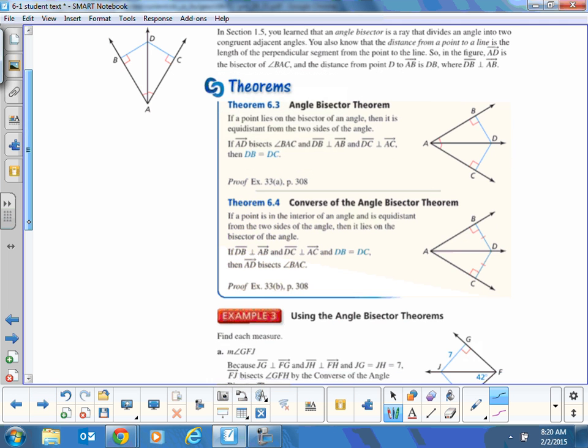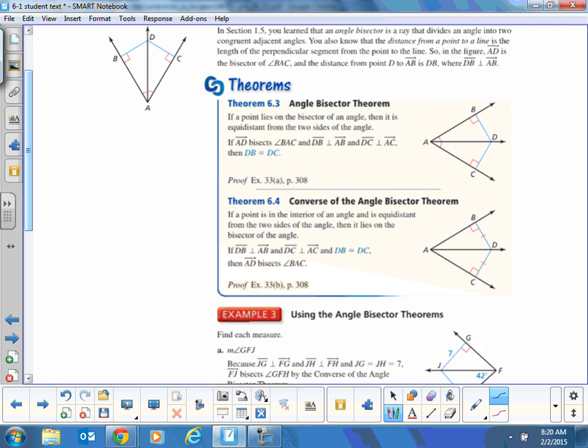Okay, here's our other theorem. It's the angle bisector theorem. It says if a point lies on the bisector of an angle, this point D lies on the bisector of this angle, that's cutting this angle into two equal parts, two congruent angles, then it is equidistant from the two sides of the angle. And the converse is if a point is on the interior of the angle and is equidistant to the two sides of the angle, then it lies on the bisector.